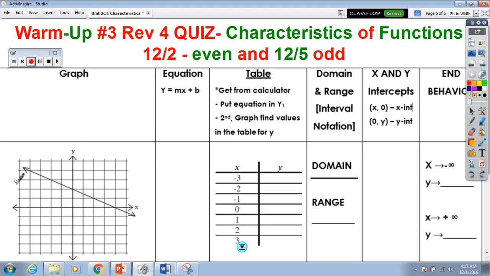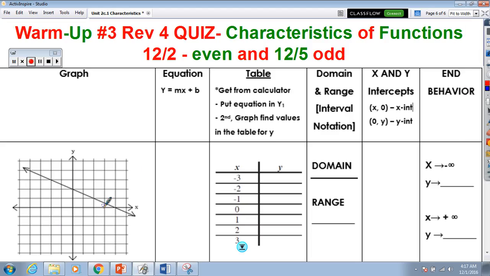Alright, so everything is based off of this line that we see over here. So first thing I need to do is write the equation of the line. So we want to begin with B. B is where we hit the y-axis. So I want to look at my line and see where it hits the y-axis. This is the point where it hits. That would be where y is 2. So it's going to have plus 2 at the end.